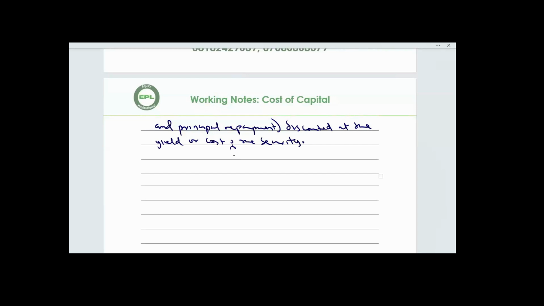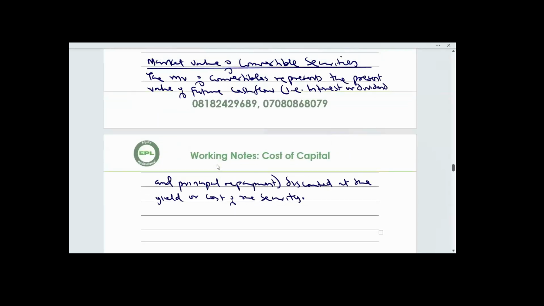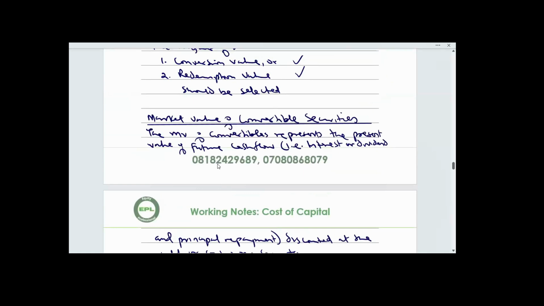So this is how to calculate. Whenever you want to calculate market value, just go ahead and calculate present value. And you know that whenever you want to calculate present value, there are two variables that must be there. One is the fixed interest or fixed dividend, then two, the conversion value. So you calculate the present value of the fixed interest or fixed dividend, then you calculate the present value of the conversion value. You add the two together, that will give you the market value of the convertible security.